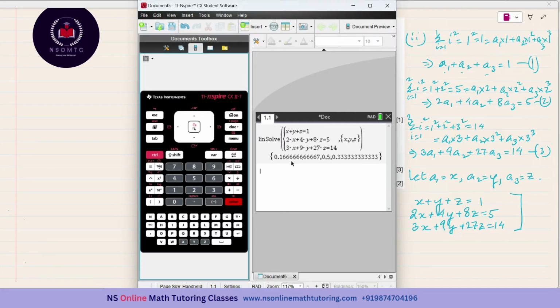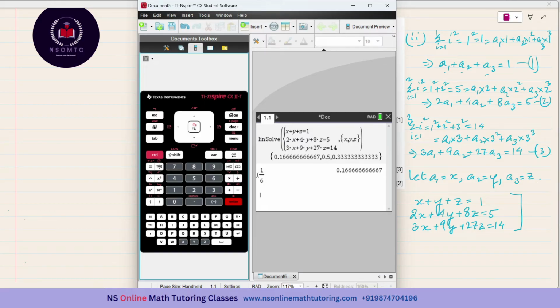This one, 0.1 and 6 recurring, is the decimal equivalent of 1 over 6. And in case you do not know, it doesn't matter, even if you write the A1 value as 0.167, it will be correct. Let me just show you that 1 over 6, when converted to decimal, is indeed equal to this number. Okay?